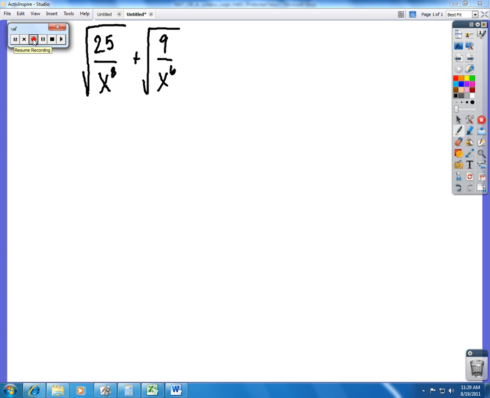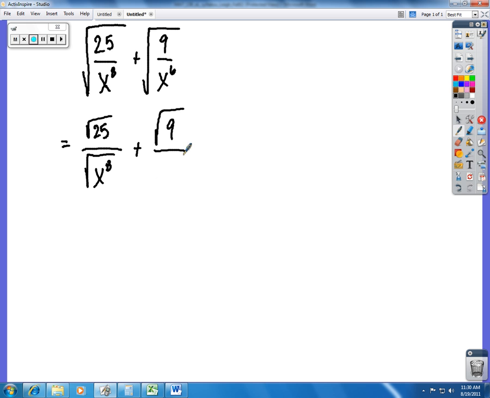Okay, so we're going to take this example, and we're going to use the same sort of properties that we did on the multiplication. When you've got two terms under a radical that are being divided, you can split that radical up into the numerator and into the denominator. So this is the same thing as the square root of 25 over the square root of x to the 8 plus the square root of 9 over the square root of x to the 6th.